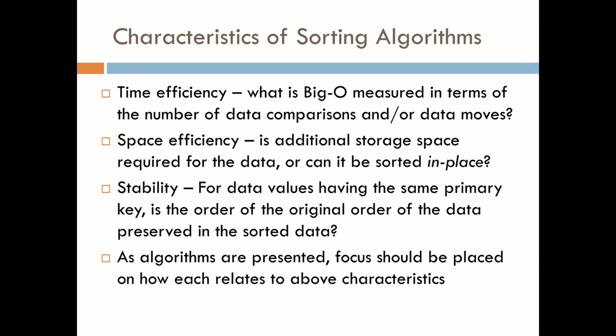An example of that would be if, for instance, we have two people named Smith, that's their last name, but they have different first names. A stable sort algorithm would key in on the value Smith, but it would preserve the original order. For instance, if John Smith showed up before Peter Smith in the original order, that order would be preserved in the final sorted data.